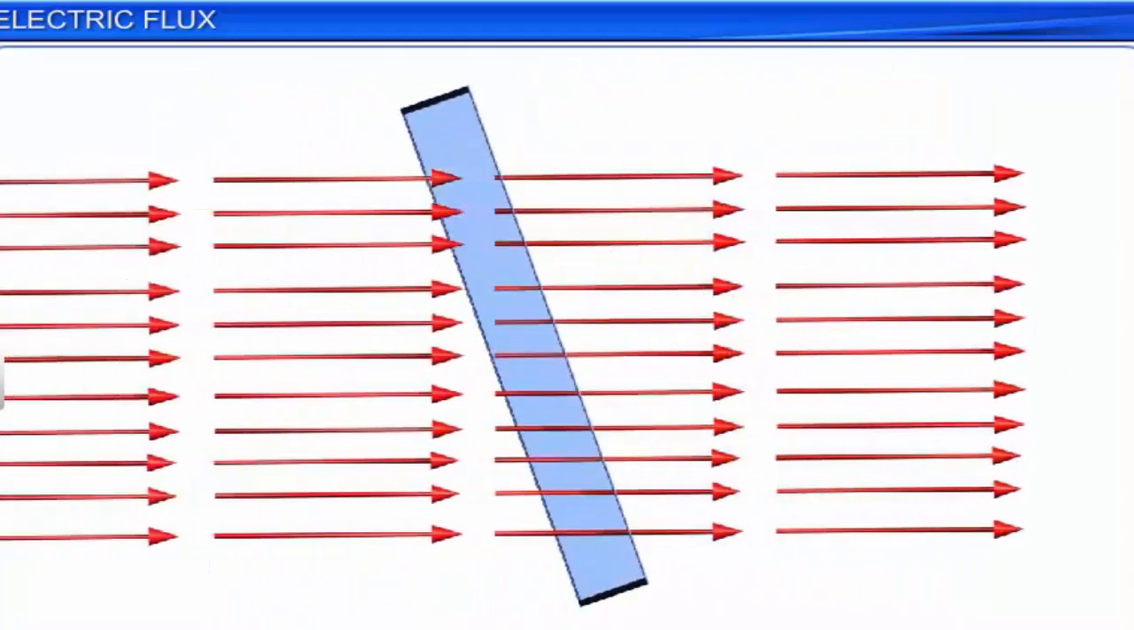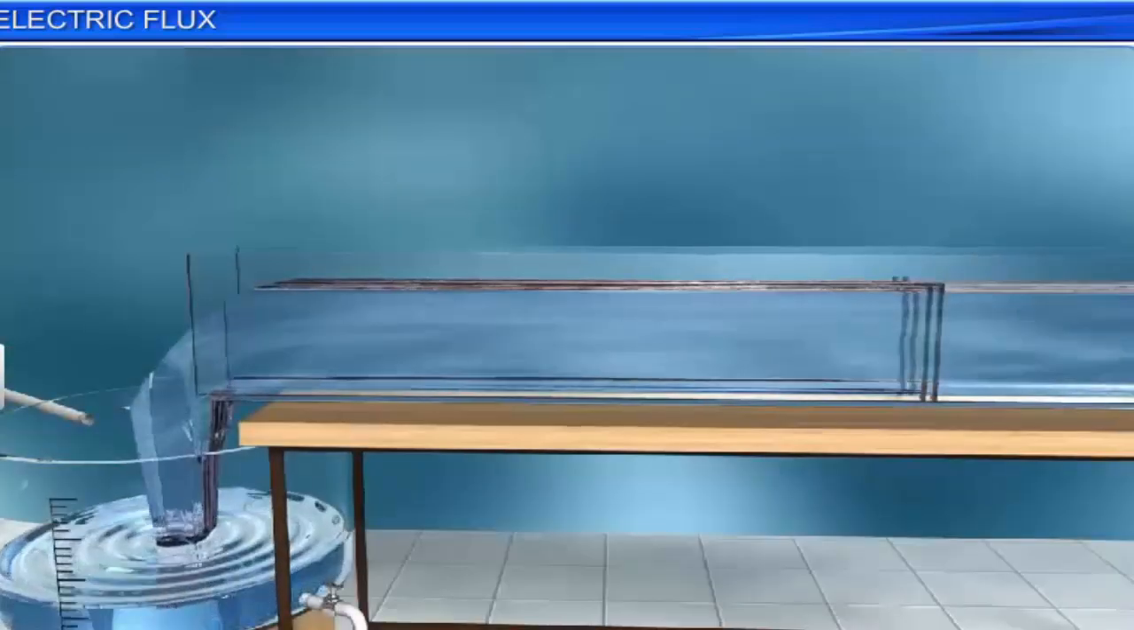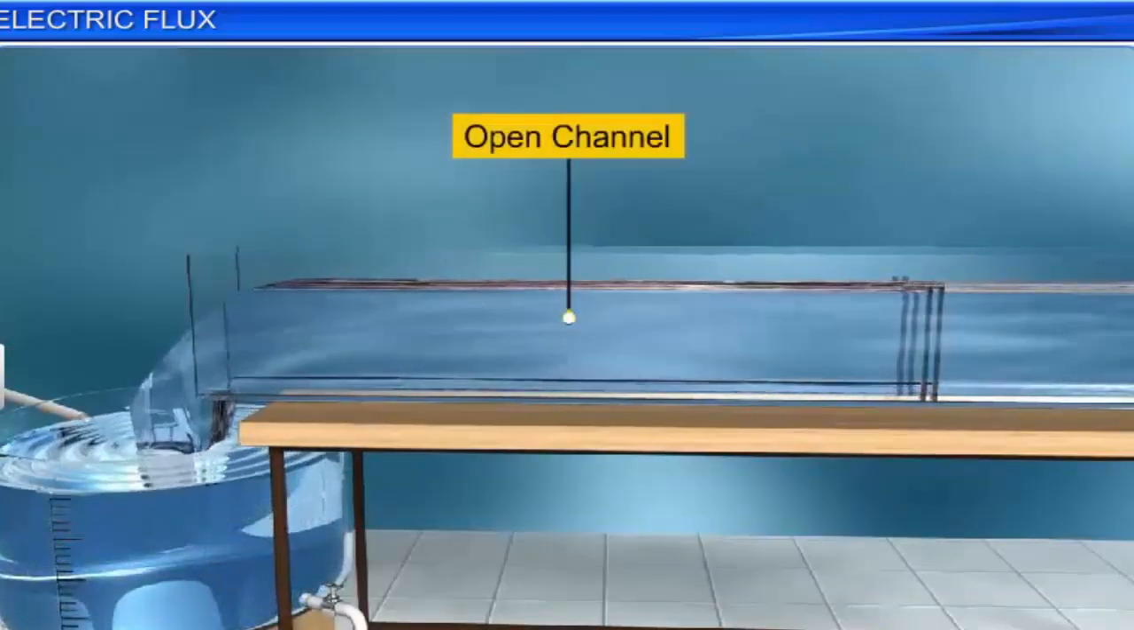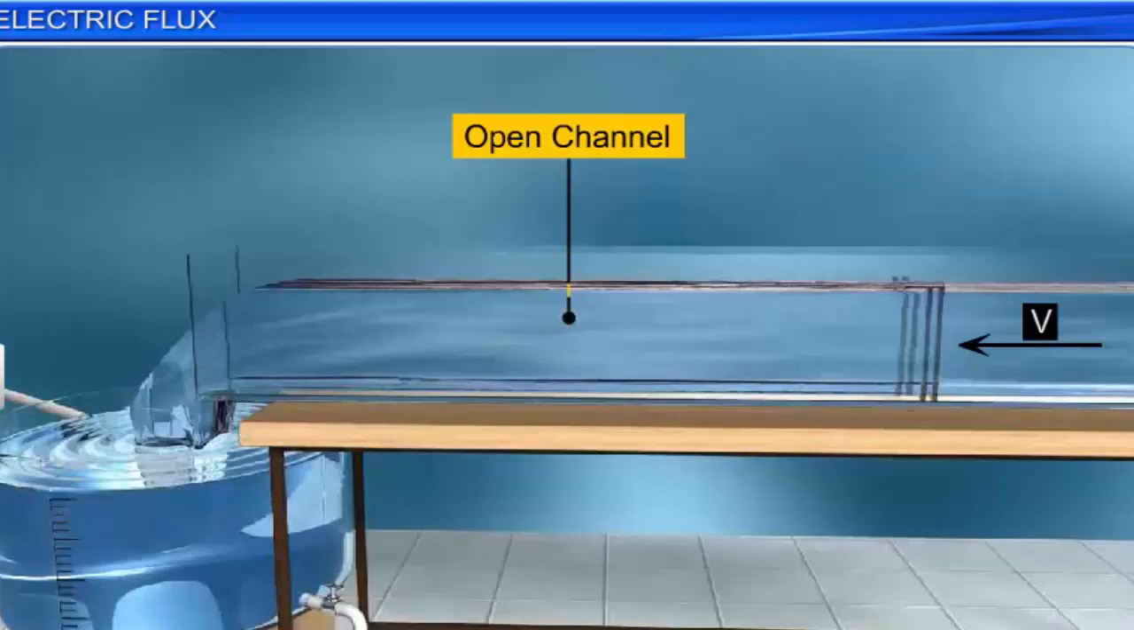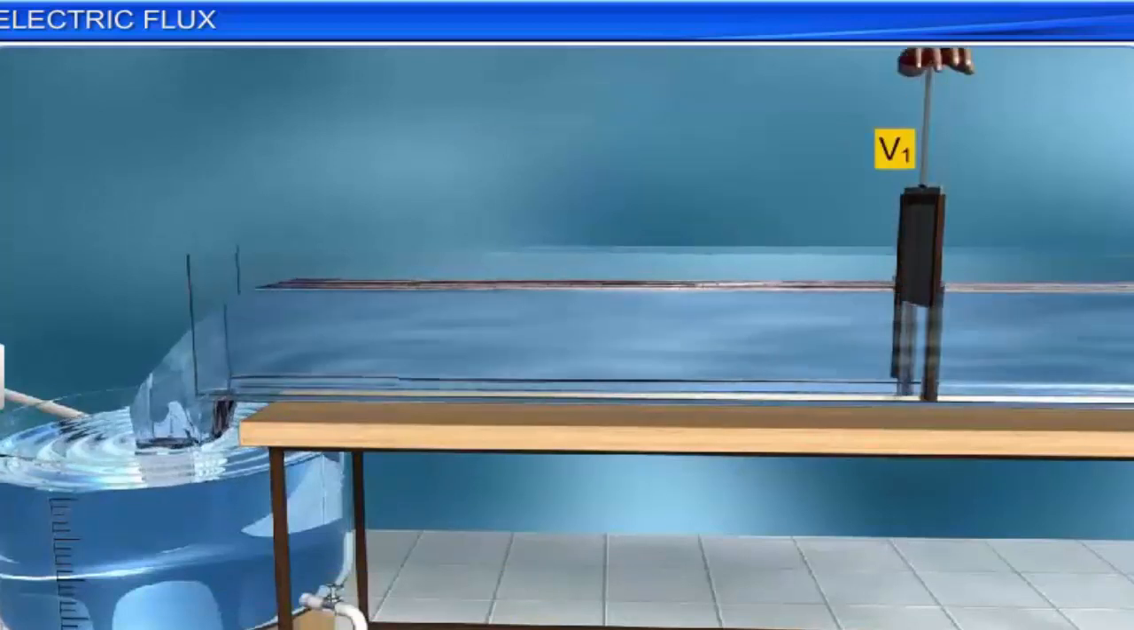Let us use an analogy to understand electric flux better. Consider water flowing through a rectangular open channel at uniform velocity and draining into a measuring jar. A valve, V1, is introduced to regulate the quantity of water flowing into the channel.